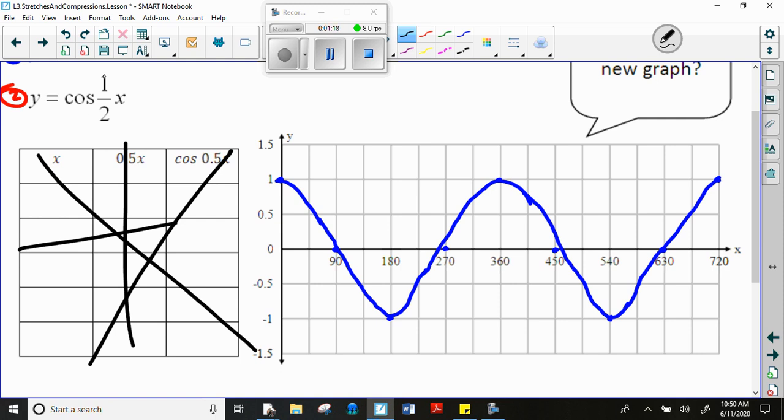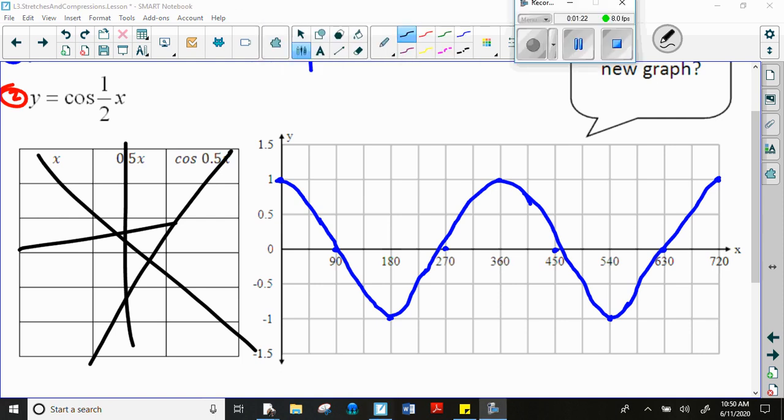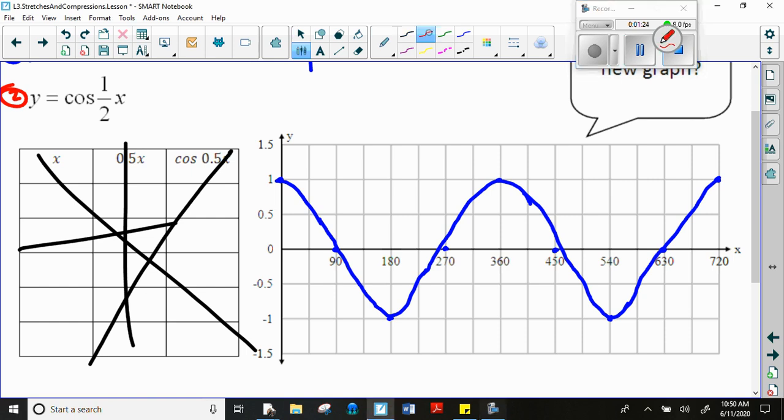This is a horizontal stretch by a factor of 2. The reason it is a horizontal stretch is because the math that's happening here, the 1/2 is multiplying the x. We're going to divide by 1/2. So if you have anything and you divide by a half, it changes to multiplication times 2 over 1, which is the same as saying x is getting multiplied by 2. So it's getting 2 times as big.